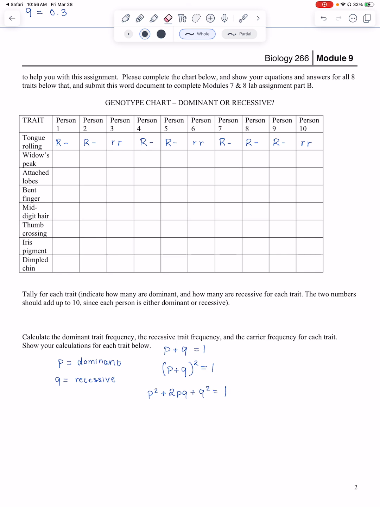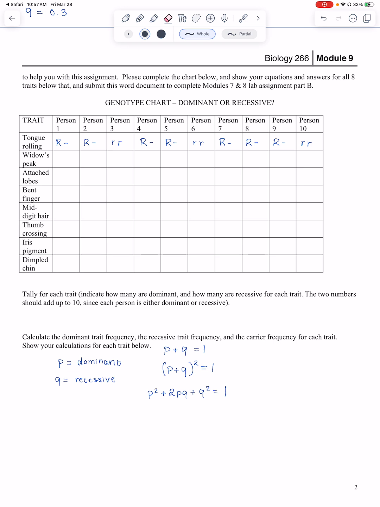Alrighty, folks. So I have gotten a number of questions about how to complete the Module 9 Activity Points worksheet. And so I'm going to go through an example in this video to hopefully help clarify what exactly we are going to be doing and how we are going to be completing these questions. So, as you can see here, I have partially filled out a chart.